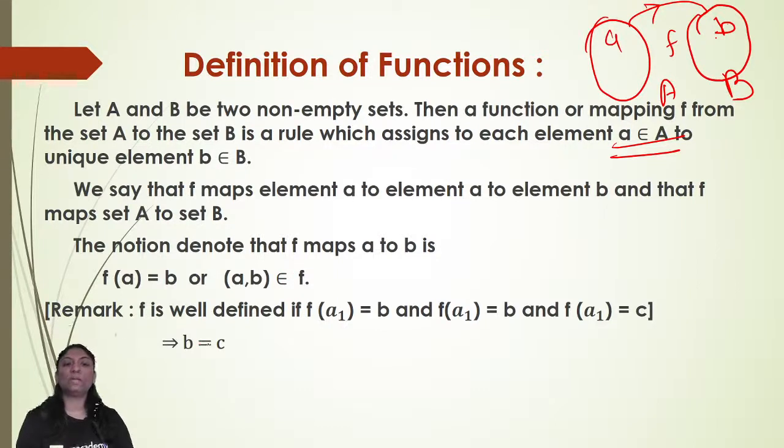Now remark: f is well defined if f of a1 is equal to b and f of a1 is equal to c, which implies b is equal to c. This function will be well defined when f of a1 is equal to b and f of a1 is equal to c, then b is equal to c. Then your function is well defined. Now we will see functions represented by diagrams.